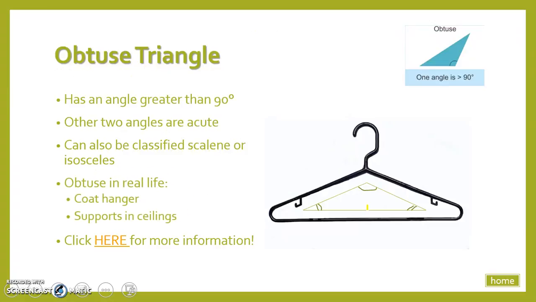Obtuse in real life, we have a coat hanger, which you can see in the picture. And notice the lines on the angles. If you see these are the same, that means those two have the same angle measure. And then this one up here all by itself, that's our obtuse angle, which is greater than 90 degrees, and it's the only one in that triangle.